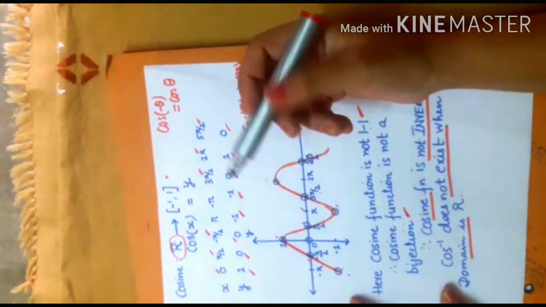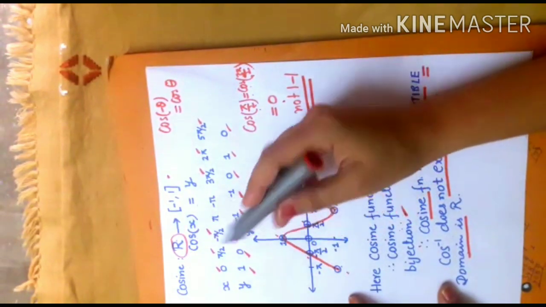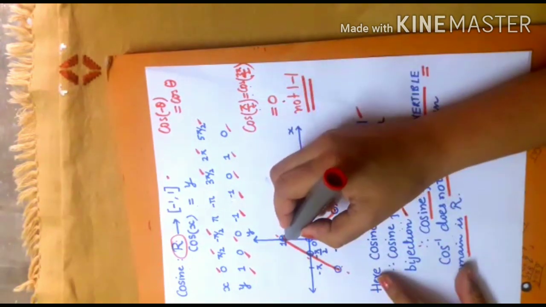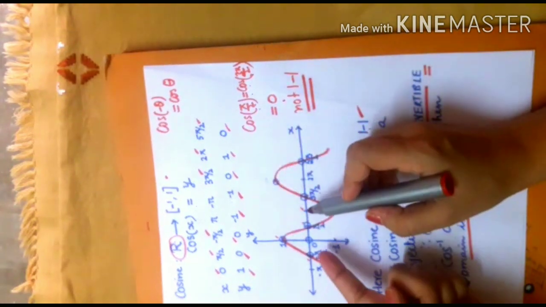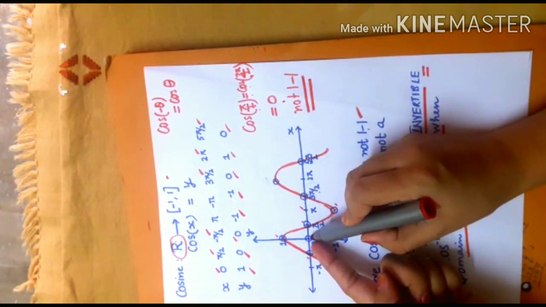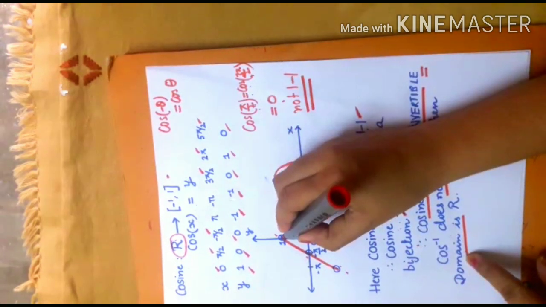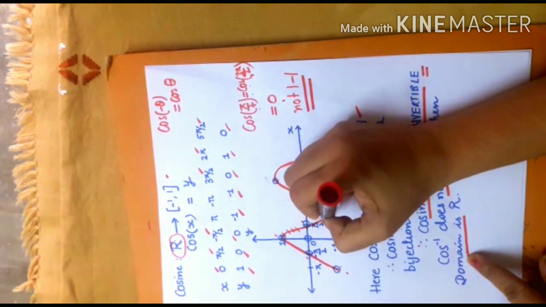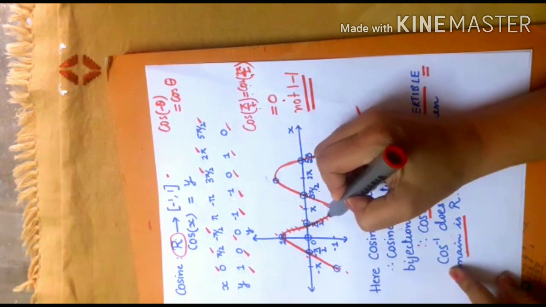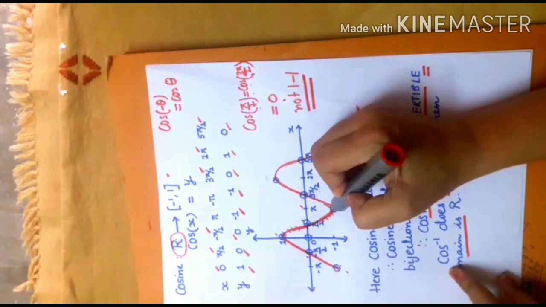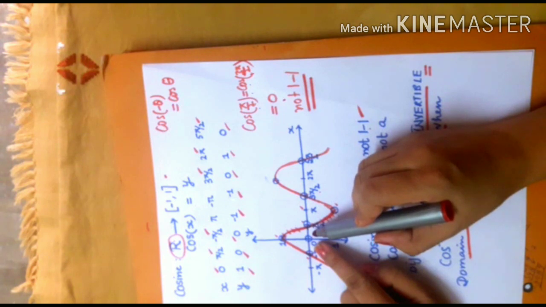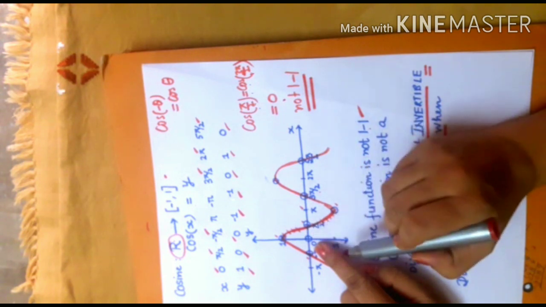So we have seen that on this domain the cos function is not invertible. So what we do, suppose I restrict my domain to the interval 0 to pi. In this interval, this is the branch of the cos function. Now in this part, the function will be one-to-one because distinct elements will have distinct images.